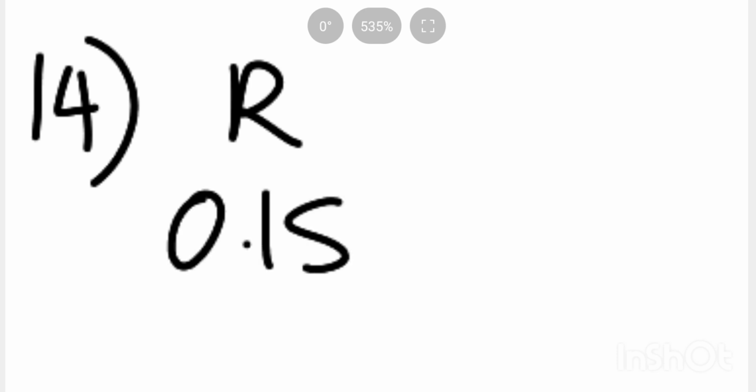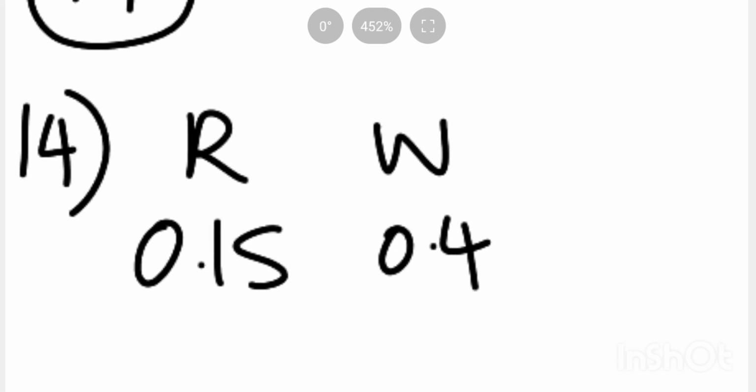So question 14. Counters in a bag are red, white or blue. Counters are picked at random. Complete the table. So red, the probability of picking red is 0.15. White is 0.4. And then blue we need to figure out. So the probabilities of all outcomes add up to 1. We're given red and white.